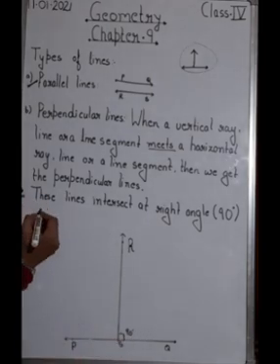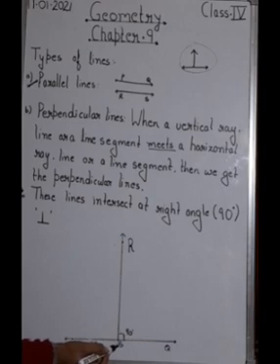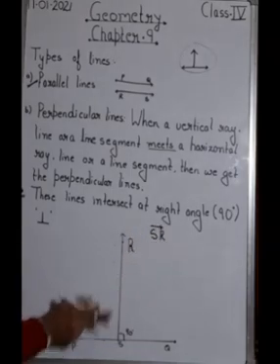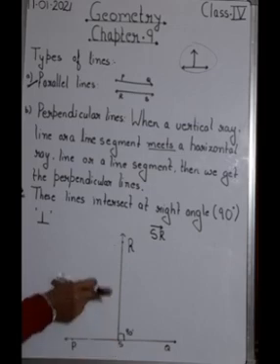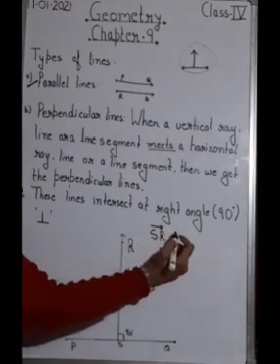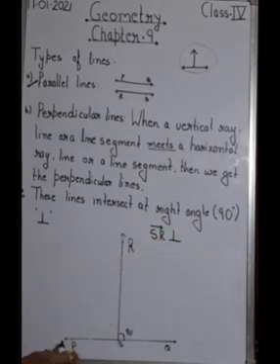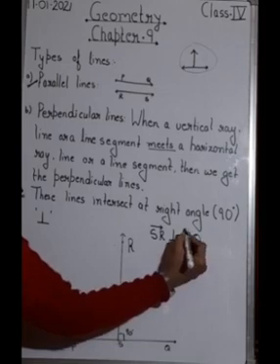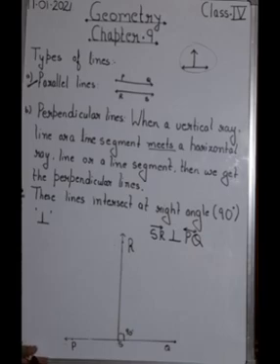Now how are you going to write it? This is the symbol of perpendicular. Clear? Now you can write ray SR. Why have I written SR, not RS? Because S is the initial point, the starting point of the ray, and it's going towards R. So I will write ray SR is perpendicular to, this is the symbol of perpendicular, line PQ. So this is the way of representing two lines that are perpendicular to each other.